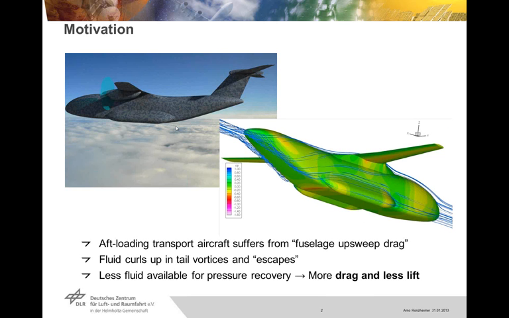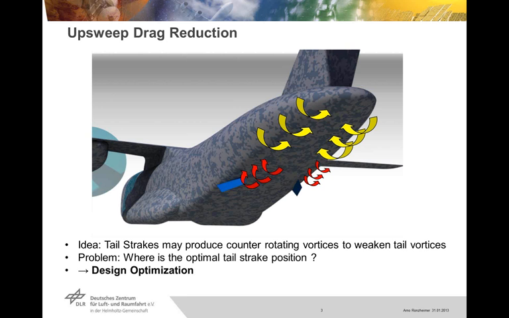The problem is that after loading, transport aircraft suffer from fuselage upsweep drag, and here the fluid curls up in so-called tail vortices and escapes from the aircraft, and there is less fluid available for a pressure recovery, and this means more drag and less lift. To reduce its upsweep drag, tail strakes are used. These tail strakes produce counter-rotating vortices to weaken the tail vortices. The problem is where is the optimal tail strake position, and here design optimization helps.